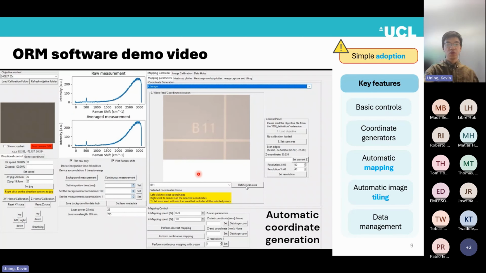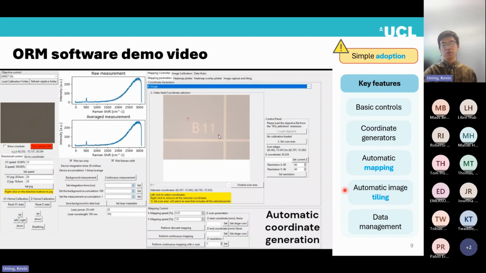Okay, so equally important to the modularity of the hardware is the operation of the hardware as well. And I feel like this is one of the more challenging things in building one's own Raman microscope, because it is apparently not so trivial. So here we have developed our own software, and here is a little bit of a demo video of what it is and what it is like to use.